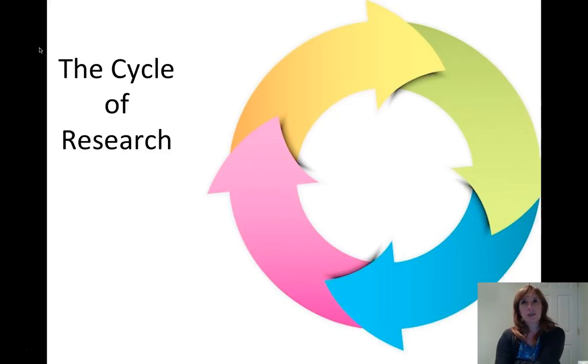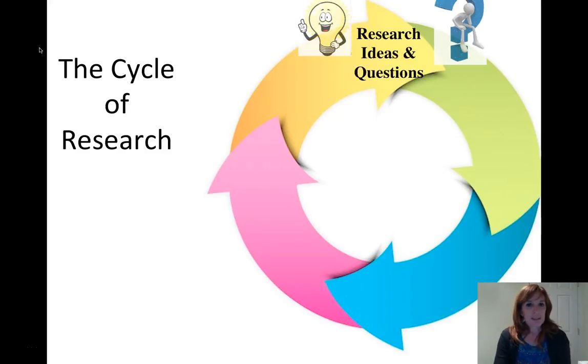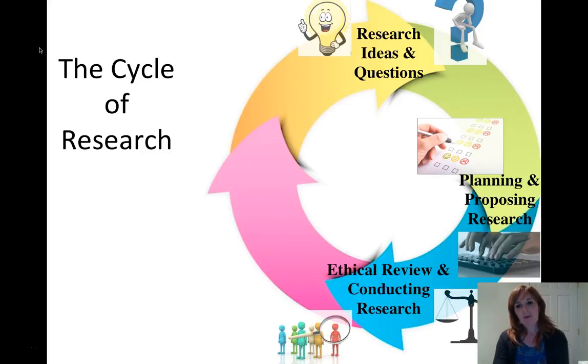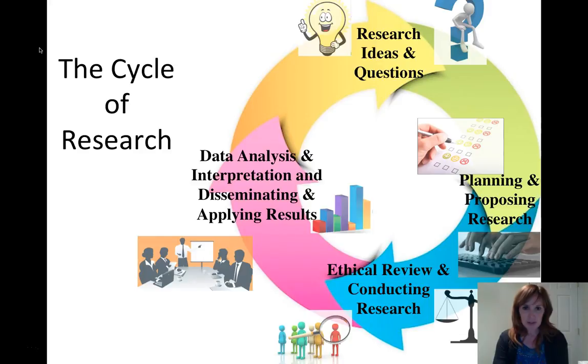I have been teaching largely at research universities in my career thus far. And so for those of us who do research as one of the primary components of our academic lives and of our research careers, there tends to be a bit of a cycle in research. And so the first piece of this cycle is always generating research ideas and questions, planning and proposing research, undergoing ethical review and actually conducting the research, and analyzing the data, interpreting the data, and disseminating and applying our results to the world. So the rest of this lecture will serve as a bit of an overview.